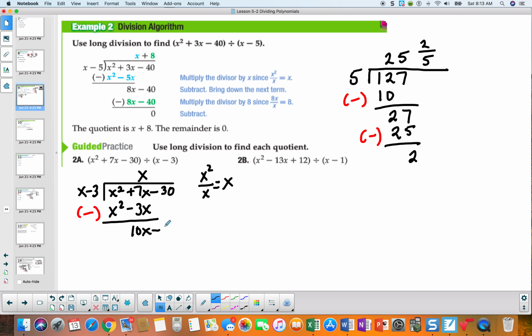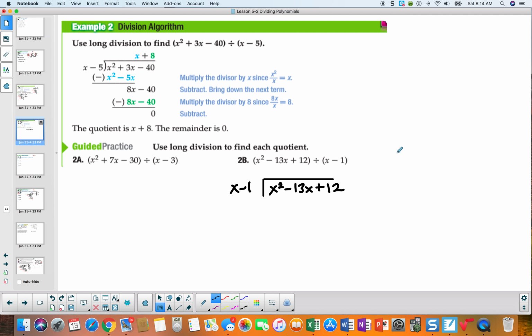Now we're going to bring down the next number. We're going to take 10x and divide it by, again, the first term, which is x. That's going to give us an idea of what to put up here in our quotient. So this is going to be 10x minus 30, and remember we are going to subtract. When we subtract, this is going to change to a negative, that's going to go to 0. This is going to change to a positive, and we're going to have a 0. So we're going to have 0 as our remainder. Let's go ahead and do the next problem.